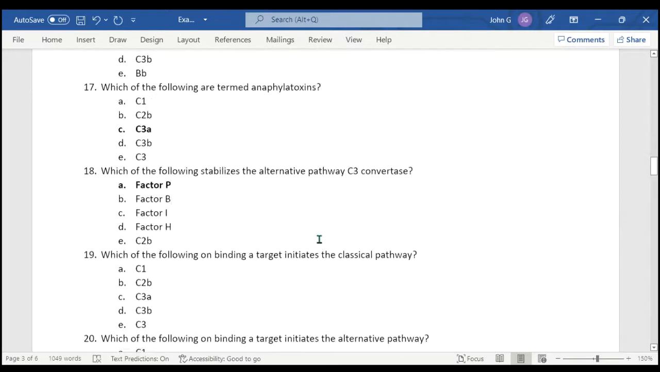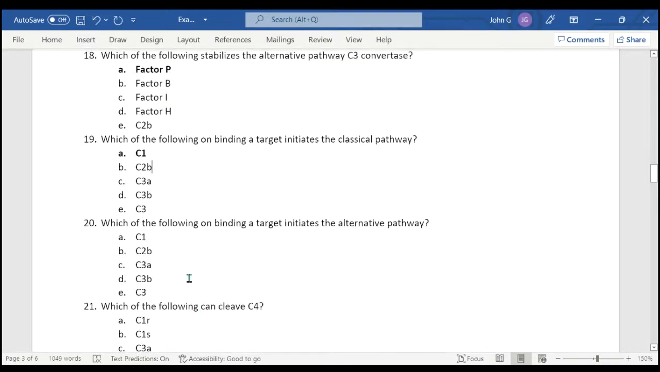Which of the following on binding a target initiates the classical pathway? That's going to be C1, right? C1q binds to the target, and then that triggers the classical pathway to happen. Which of the following on binding a target initiates the alternative pathway? C3b is the answer to that one.